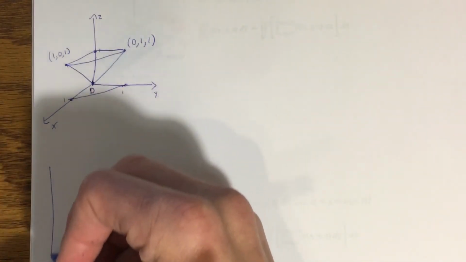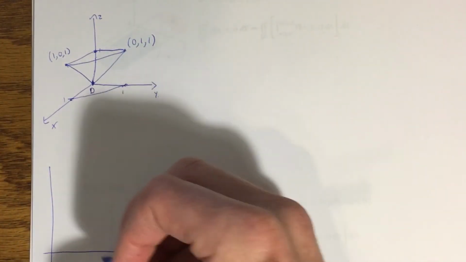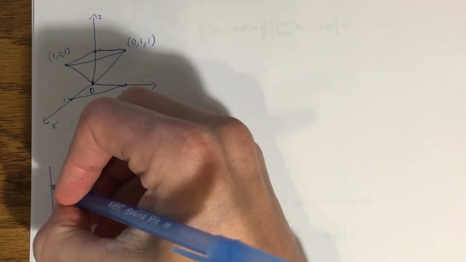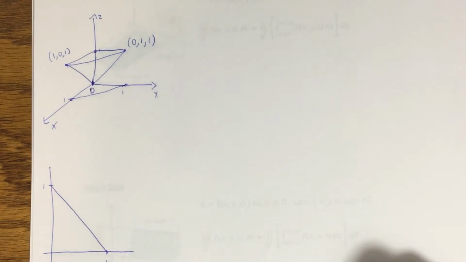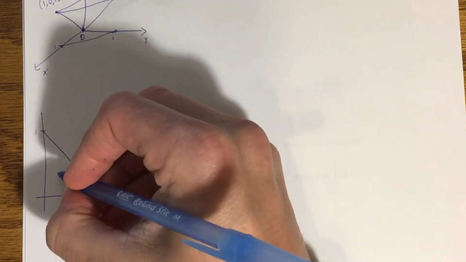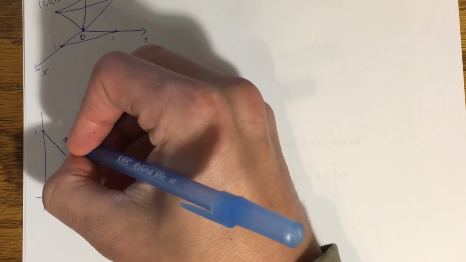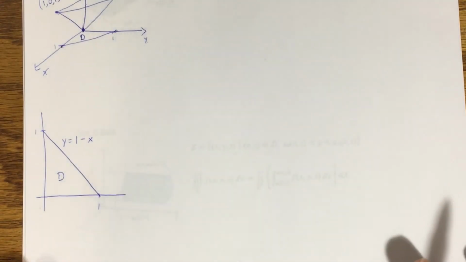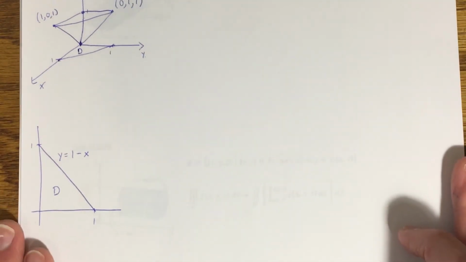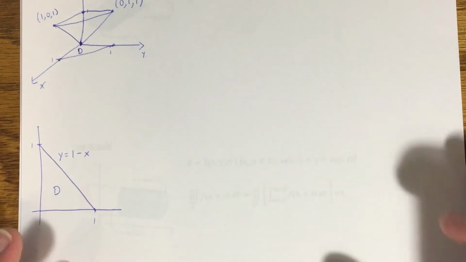Now, it's not very easy to see the region D from here. So what I'm going to do is graph in the xy plane that same region. I know that it has x and y intercepts both at 1. This is the region D, and the equation for this is y equals 1 minus x. It's an easy one to come up with. Okay, so now what I want to do is start trying to describe this region.